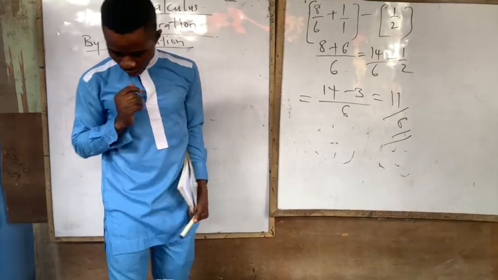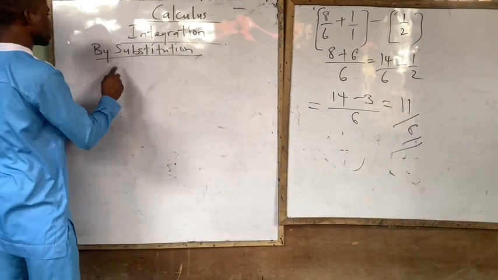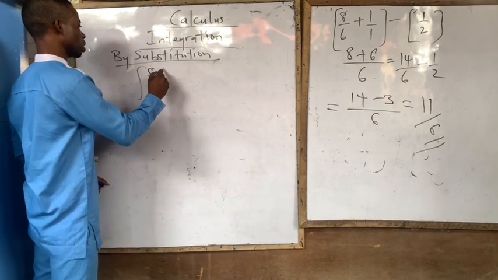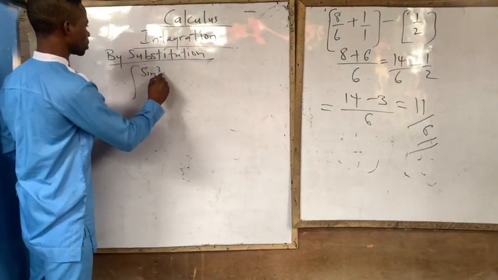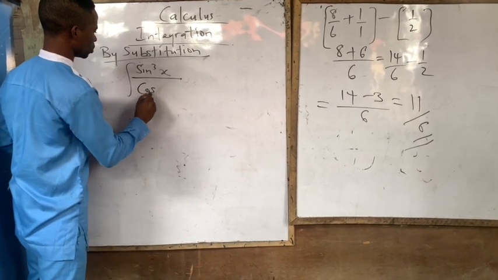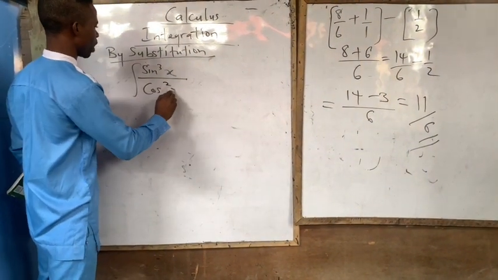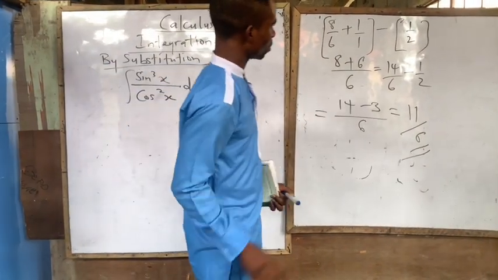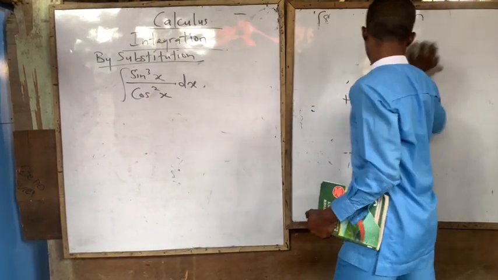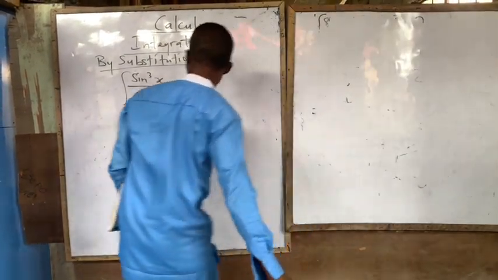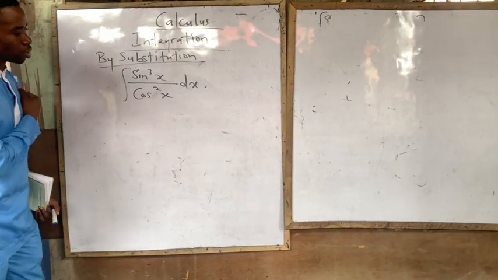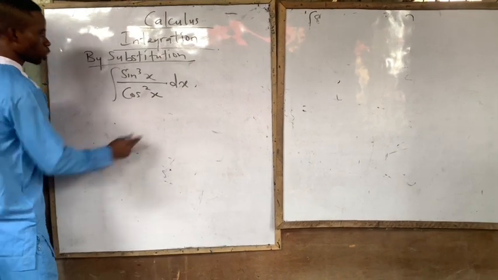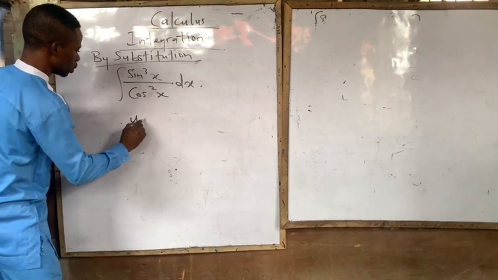Now what if we have something like this? The integral of sine cube x all over cos square x dx. What we are going to do is that anytime an integral comes like this, we can just represent the denominator with u, because we are looking for dx. That means our u equals cos x.